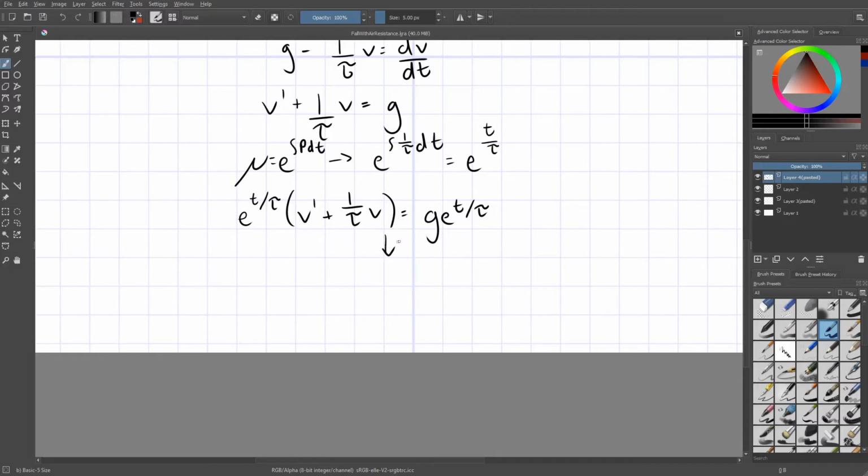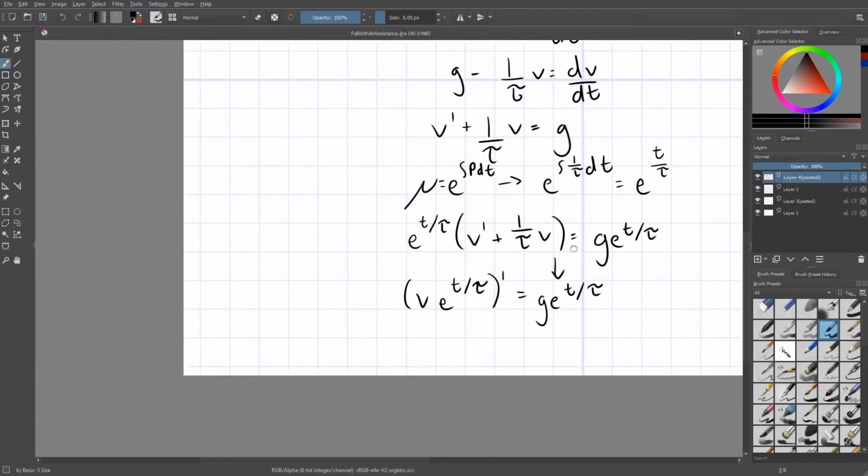Based on the chain rule, we can write this left side out as v e to the t over tau, prime, equals g e to the t over tau. And just to prove that we can write it out this way, I'll go ahead and use the chain rule to break it up.